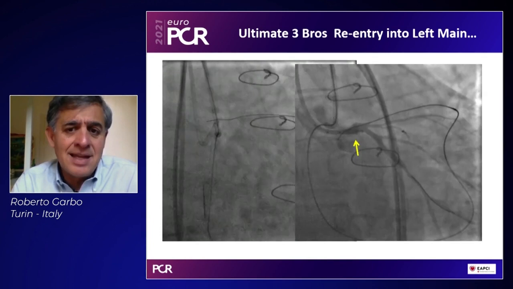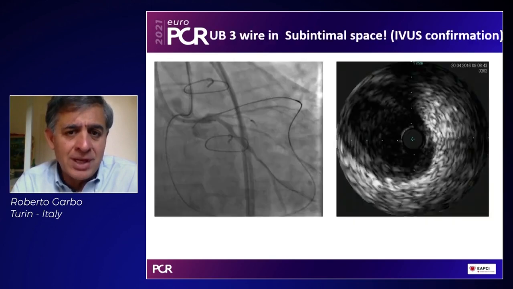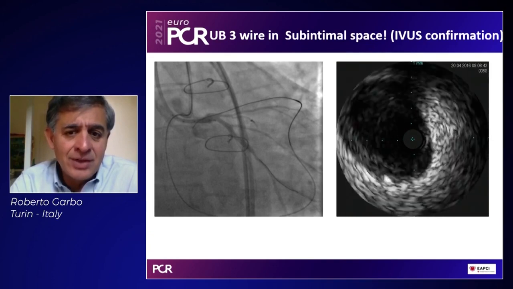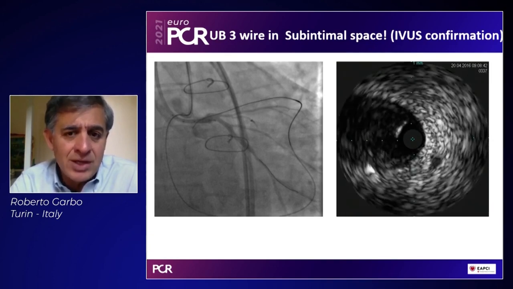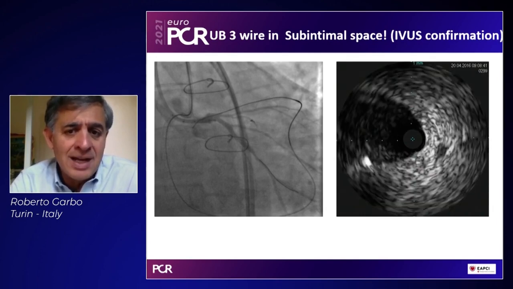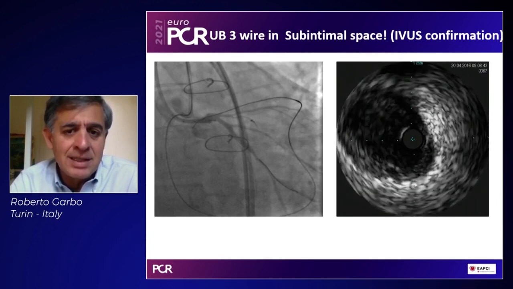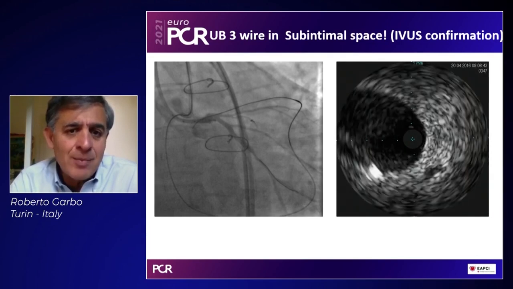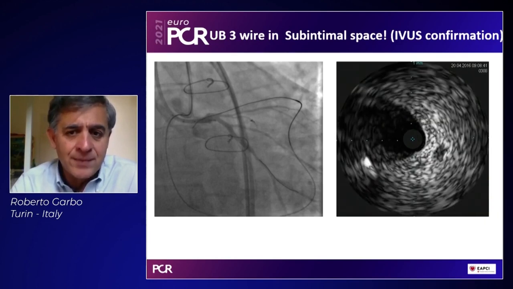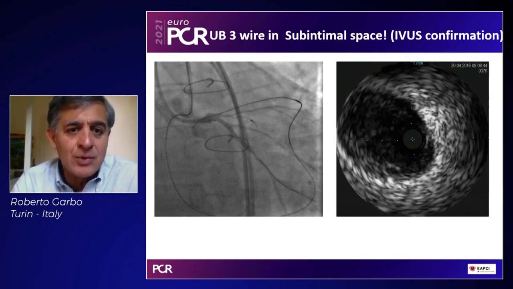But in this case, I wanted to be sure about the course of my retrograde wire, and I put in an IVUS. Look at what we can see in the IVUS. We can see a very dramatic situation. My retrograde wire is completely in the wall of the left main until the ostium, where it then jumps into the aorta. So what does it mean? That if I go on to make externalization and PCI, I will close the circumflex for sure. So keep in mind that in this situation, retrograde crossing can be really dangerous.